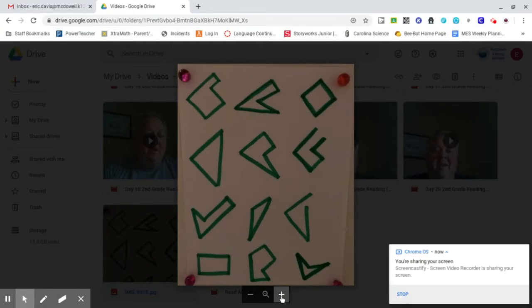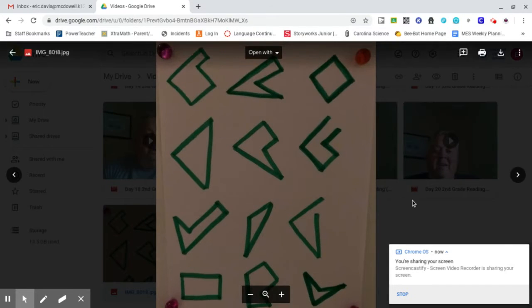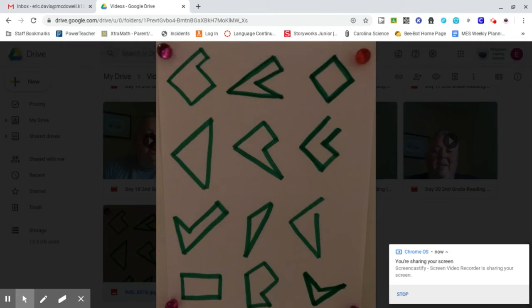Hello there, Marion Elementary students. Back with you here, and this is our sheet that has our different shapes on it. So I want you to take a moment, and I'm going to give you a few moments after I give you your directions. I want you to pause the video and figure out what each of the shapes are. Then unpause the video, and we will go over the shapes together.